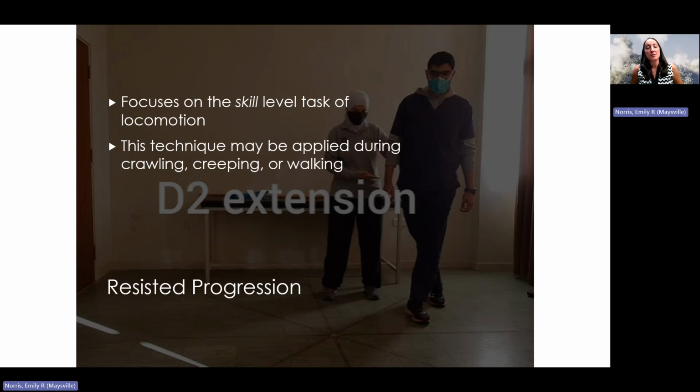Here's our final one for today. It's resisted progression. This mainly focuses on locomotion, on movements, and you can apply it during crawling, during creeping, where you are trying to promote a movement and you're adding resistance throughout certain directions of that movement to help promote function and stability of that movement.